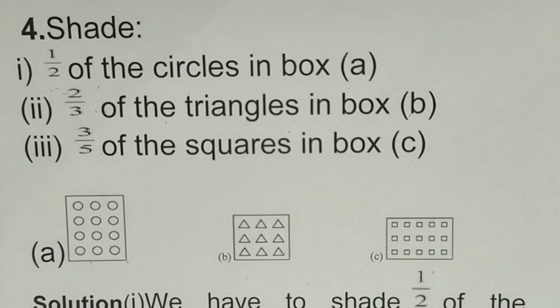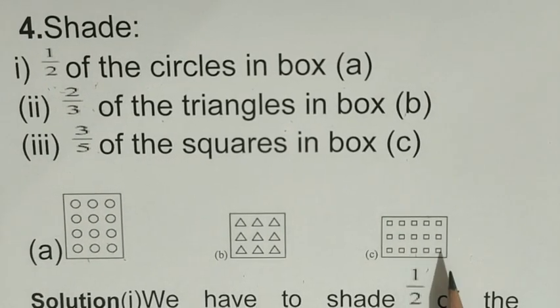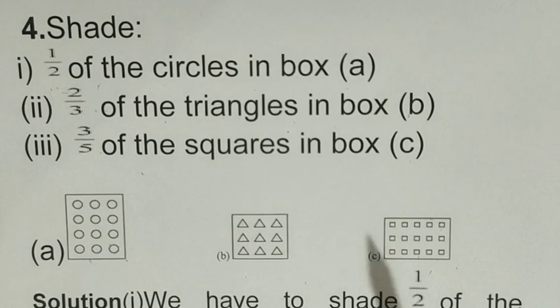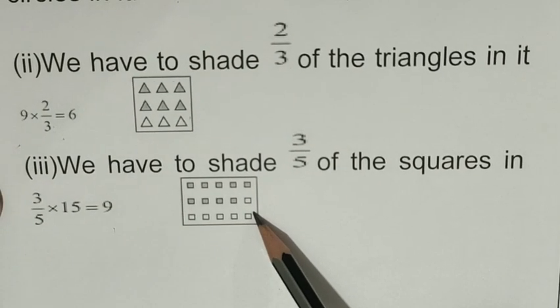Similarly, last question, 3 by 5 of the squares in the box. So how many squares are there? 5 in one row, total means 15. So 3 by 5 into 15. Answer is 9. So 9 squares we have shaded, right?